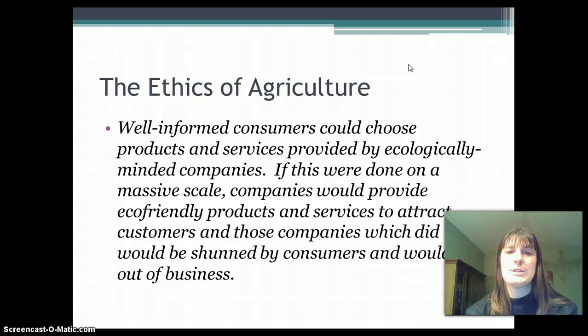I really like this quote. Well-informed consumers could choose products and services provided by ecologically minded companies. If this were done on a massive scale, companies would provide eco-friendly products and services to attract customers, and those companies which did not would be shunned by consumers and would go out of business. So the idea of this quote is that money talks.